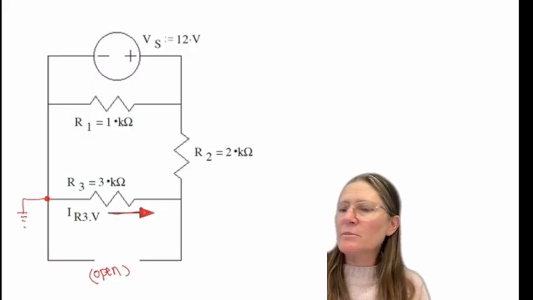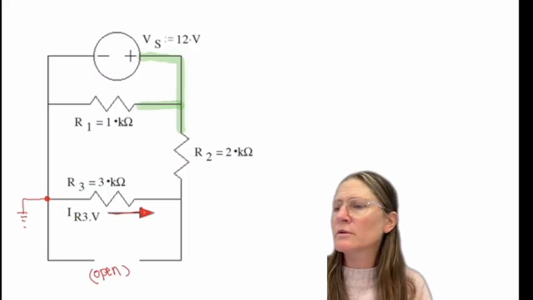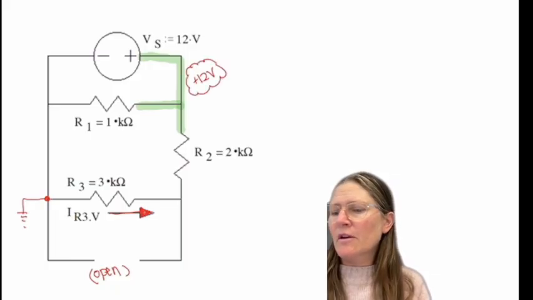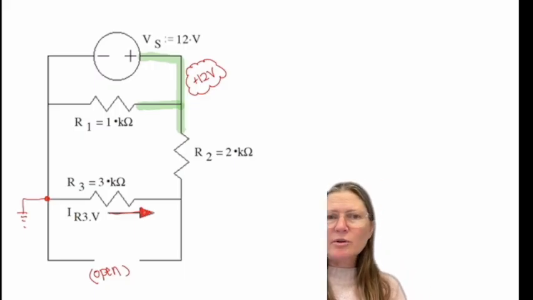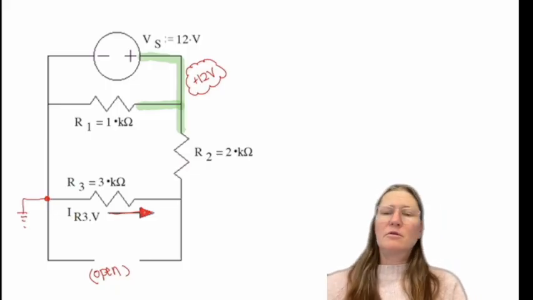This VS then means that this whole wire is what value? Okay, good. So this is 12 volts here. And which direction is current going in R2? Up or down?